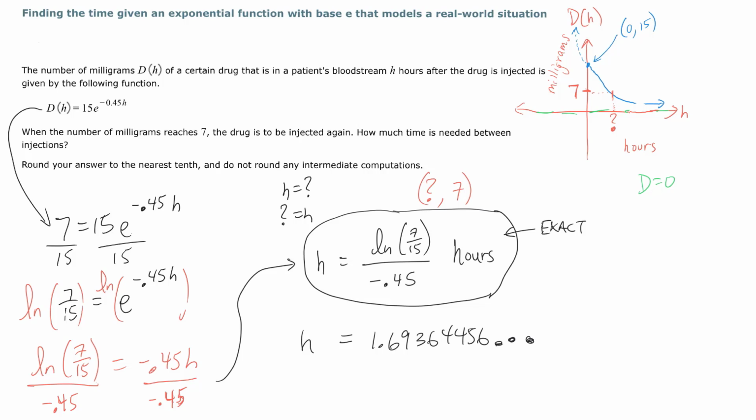And we're trying to round to the nearest tenth, so look at the hundredths position. It's a 9, which is more than 5, so we're going to round this up. And let's answer this in a complete sentence. About 1.7 hours is needed before we can inject the drug again of what? 7 millimeters? Or sorry, 7 milligrams.